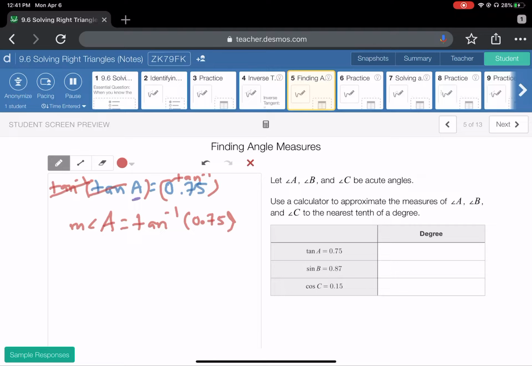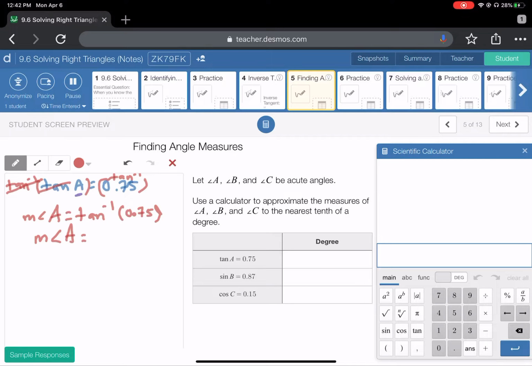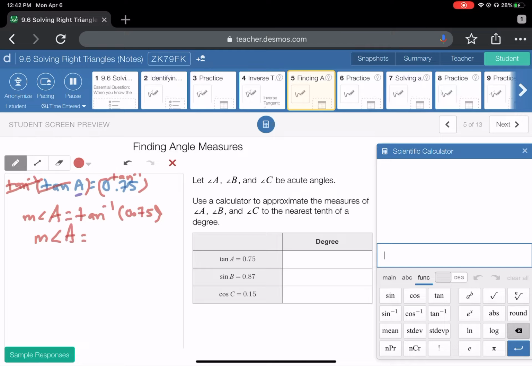All right, so now how do I actually find this? This is literally all you have to do, and then what we're going to do is plug this into the calculator. The measure of angle A is equal to, and then we're going to go into the calculator, and go to this other tab that says function, the func tab, and here you see that we have sine, cosine, tangent, sine inverse, cosine inverse, tan inverse. So what we're looking for is tan inverse.